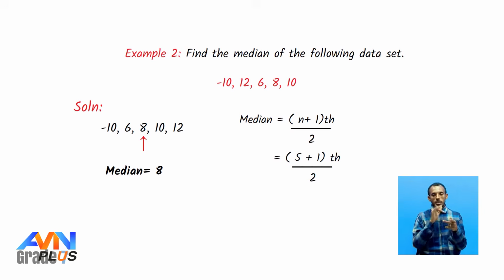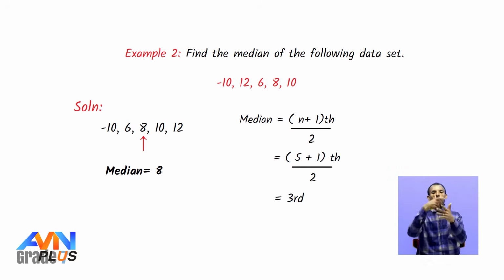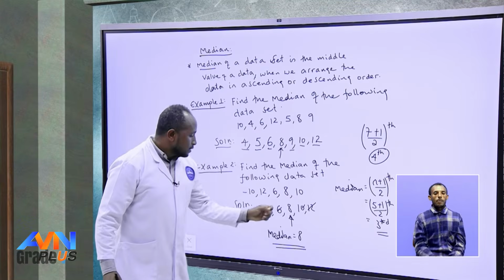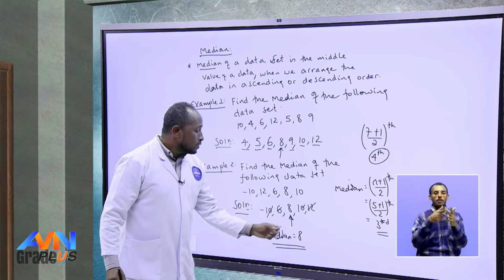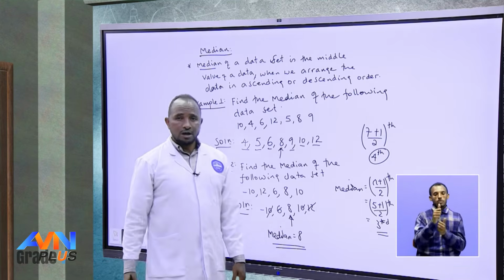5 plus 1 is 6. 6 divided by 2 is 3. Therefore, the third value, the number which is found here, will be the median. 1, 2, 3. The third value will be the median. That's it. Now let's proceed to the next example.